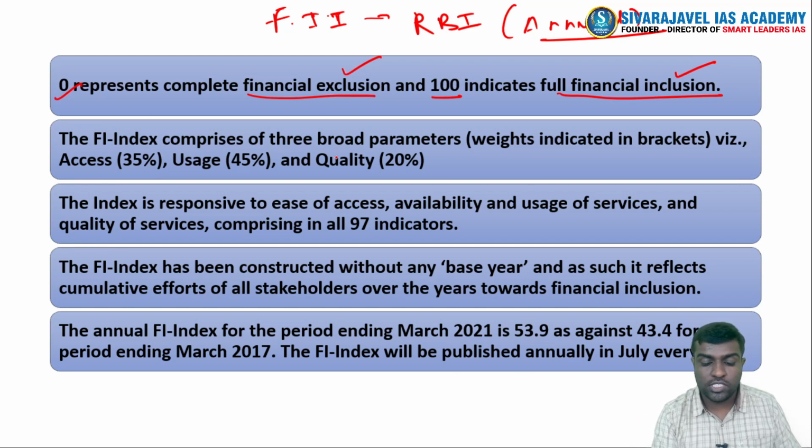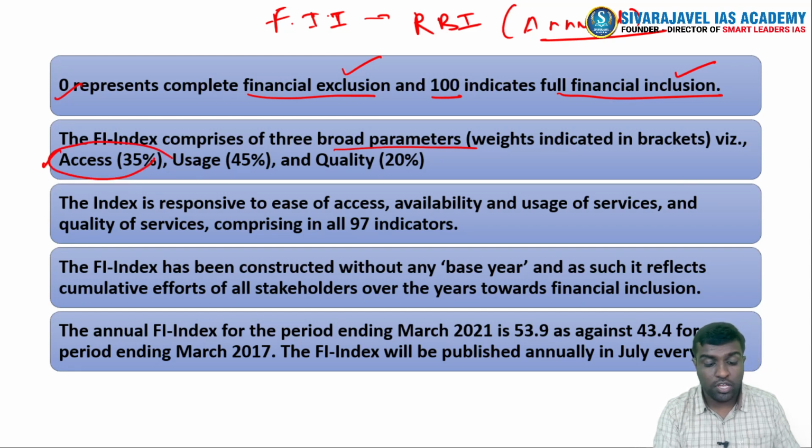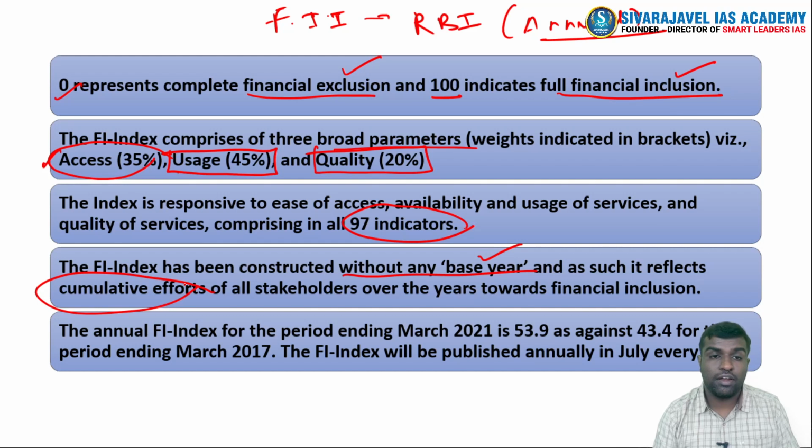The financial inclusion index consists of 3 broad parameters. The weights that are indicated here are: access has been given 35%, usage has been given 45%, and quality has been assigned 20% of weightage. Across the parameters, nearly 97 indicators have been used for calculating this particular index. And as we saw, it has been without any base year because it is due to the cumulative efforts, and the RBI did not want to put one particular year as a base for calculating it.